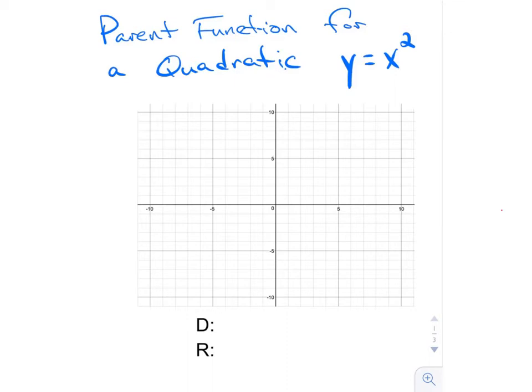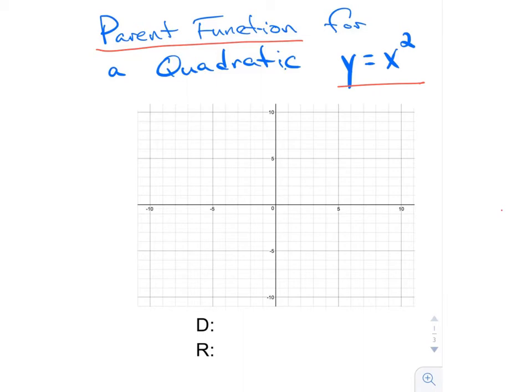Before we talk about vertex form, which is a certain way to write a quadratic equation, we've got to talk about the most basic one, the parent function for a quadratic, which is the equation y equals x squared. We're going to take a few minutes to talk about what that looks like, what characteristics and features it has, and then go into transforming and moving it around.